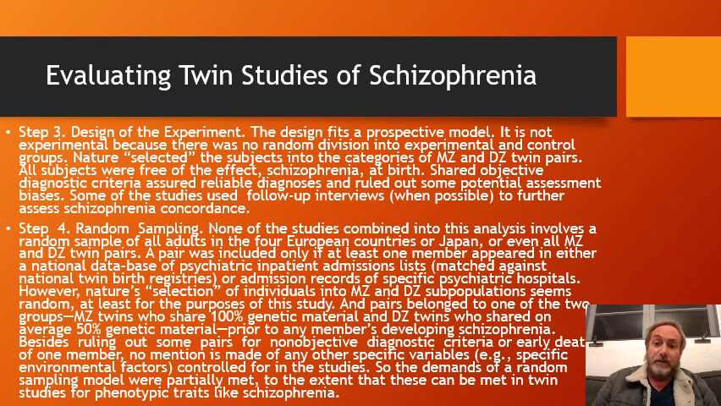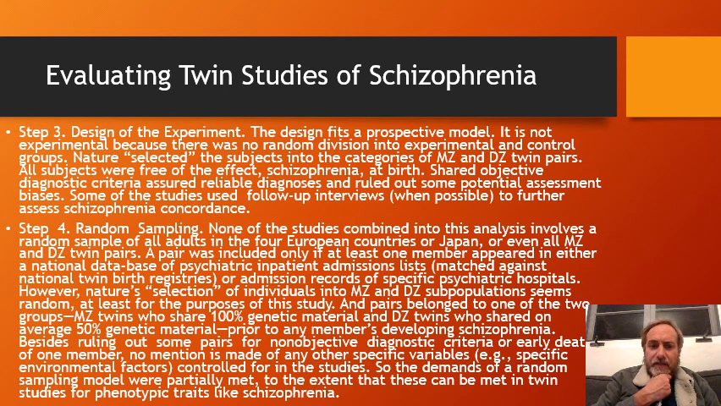Causal factor: MZ, genetic identity; DZ, only partial genetic identity. So MZ has the causal factor, DZ does not. All subjects were free of the effect at birth. They weren't born with schizophrenia, and they did use objective diagnostic criteria, so the diagnoses should be reliable. And it should rule out some sort of biases that might be introduced by not using objective criteria. And they sometimes used follow-up interviews to make sure that the pairs were in fact concordant.